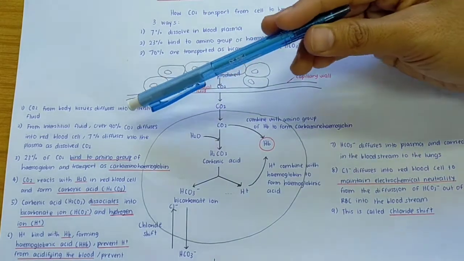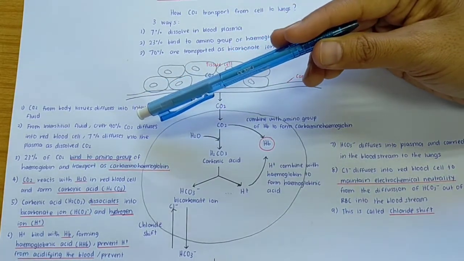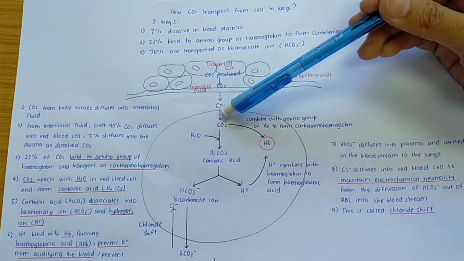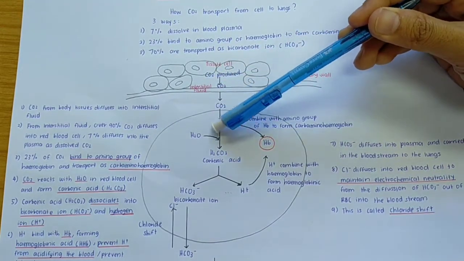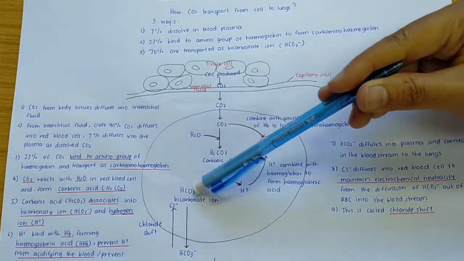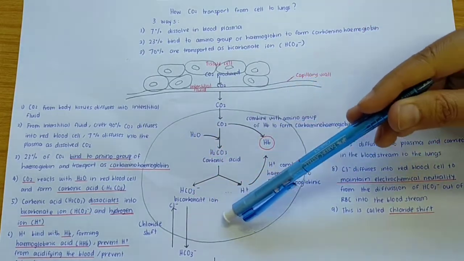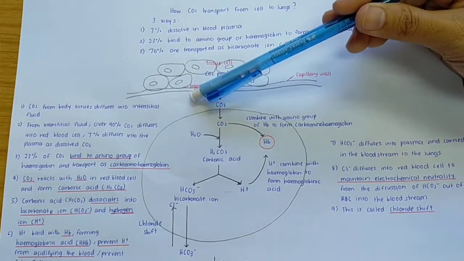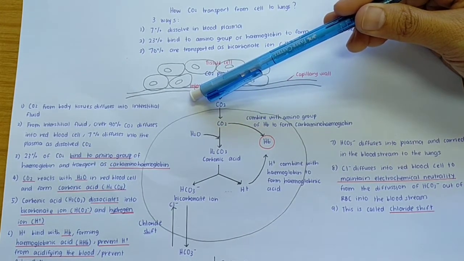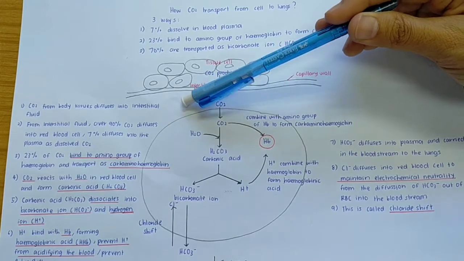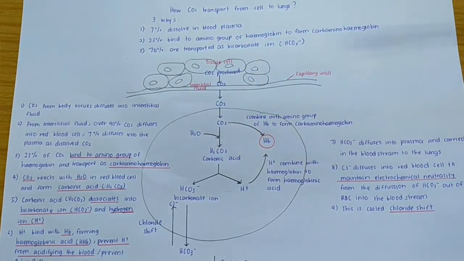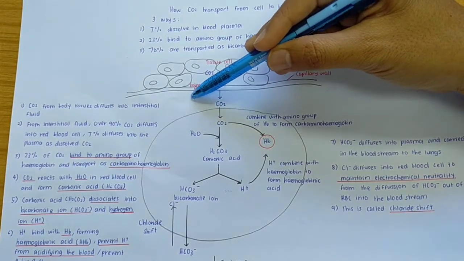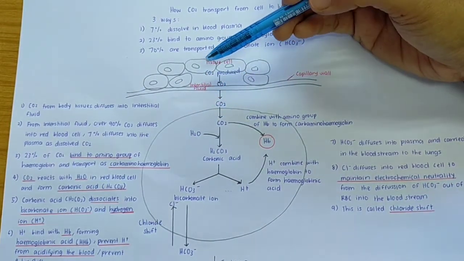And then from the interstitial fluid, over 90% of carbon dioxide diffuses into the red blood cell. So this is the red blood cell. Okay, and then the remaining 7% of carbon dioxide diffuses into plasma as dissolved carbon dioxide. So here there will be 7% of carbon dioxide dissolved in plasma.